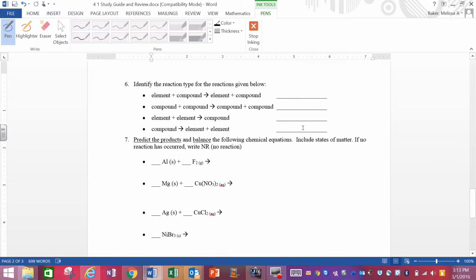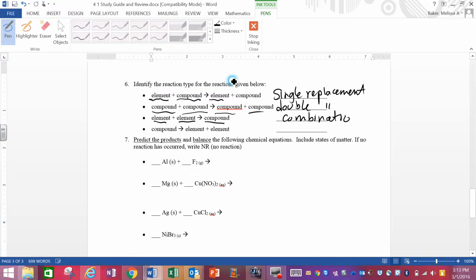Number 6, identify the type of reaction. If you've got a single element added to a compound and you're getting a single thing kicked out, that is single replacement. If you've got 2 compounds adding together, the first 2 things are switching places, that is a double replacement reaction. 2 single things becoming a compound, that sounds like combination. And 1 compound breaking down, that is decomposition.